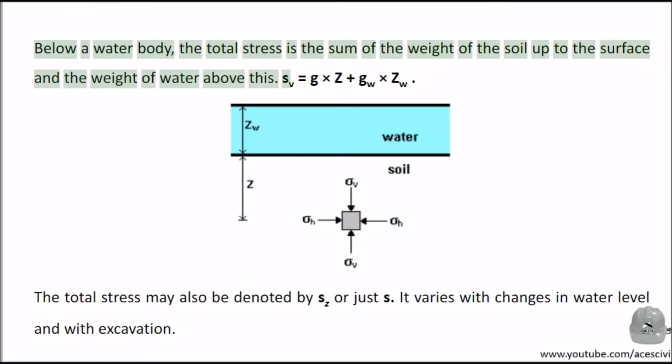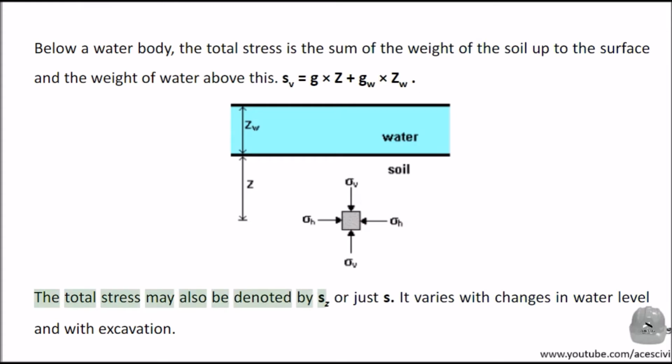Below a water body, the total stress is the sum of the weight of the soil up to the surface and the weight of water above this. σv equals γ times Z plus γw times Zw. The total stress may also be denoted by σz or just σ. It varies with changes in water level and with excavation.